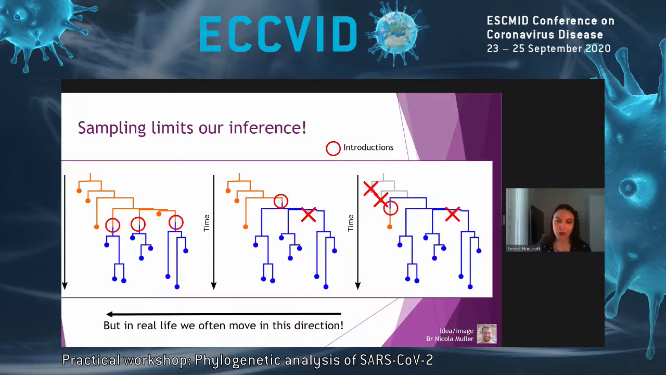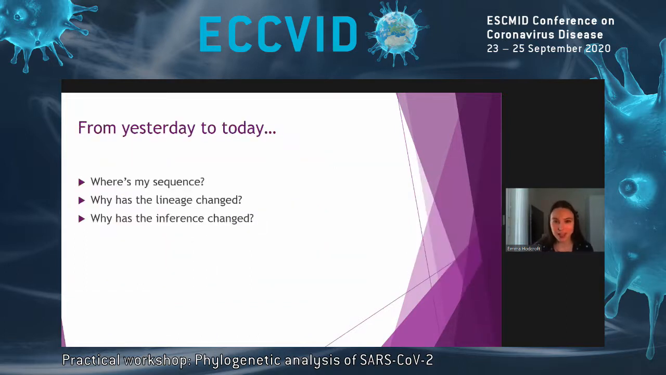One more thing I just want to touch on quickly is that often when we make a tree and then, for example, we get some new sequences and we make that tree again, we might have a slightly different tree. Some common questions that we might get are things like, well, where's my sequence? It was in the tree yesterday, now it's gone, particularly on the Nextstrain trees. You might also say, well, my lineage has changed. Yesterday I was getting this lineage assigned, today I'm getting another lineage assigned. Or why has the inference changed? Yesterday it was saying that my virus has an ancestor in Europe, and today it's saying the ancestor is in Africa. What's going on? How can I know what the truth is?